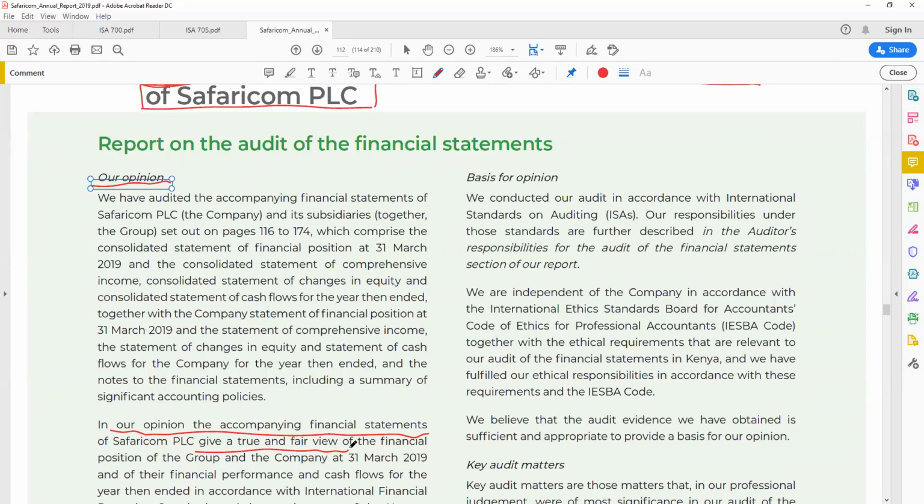It could be an emphasis of matter paragraph, a disclaimer opinion, or an adverse opinion. So it's simply telling the users: this is our opinion.